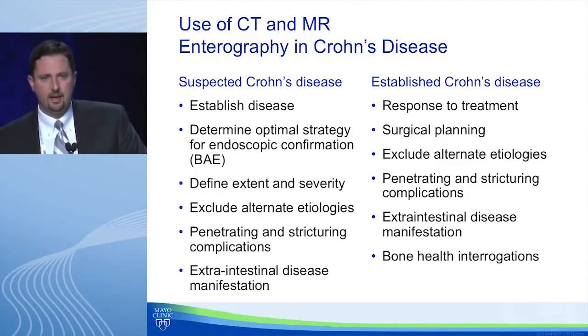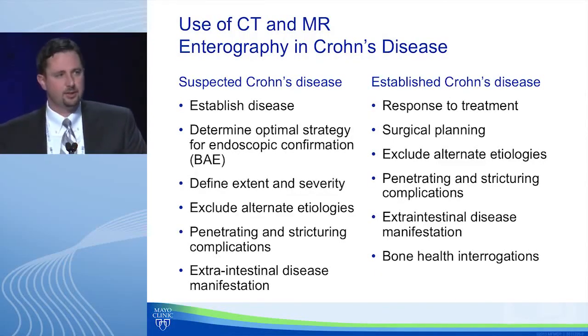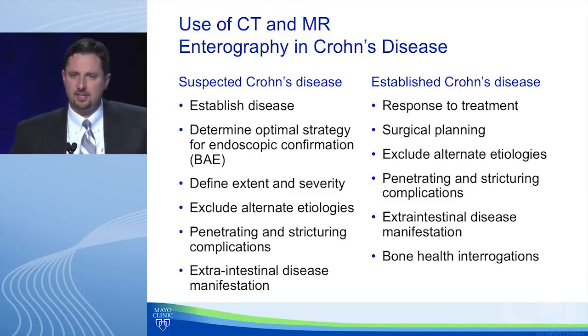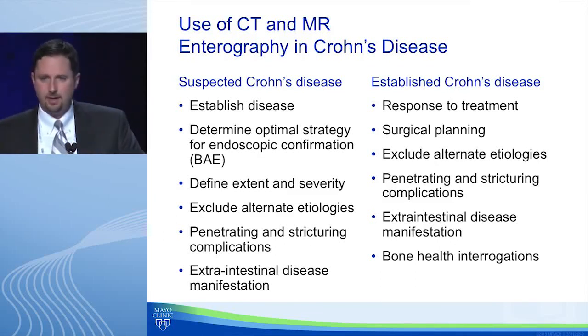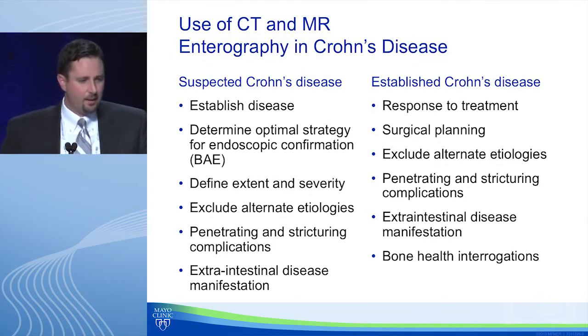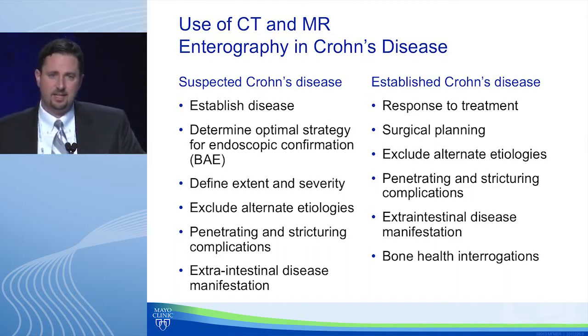How do I put this together based on the literature? What are appropriate indications to consider imaging in our patients? I think the first subset is those with suspected Crohn's disease. It helps establish the disease. For me, at times, it helps guide where I'm going to get tissue, particularly in some difficult cases. It can guide antegrade versus retrograde double balloon endoscopy, help you define extent as well as severity of disease, exclude alternate etiologies, detect penetrating disease, stricturing disease, as well as extraintestinal disease manifestation.